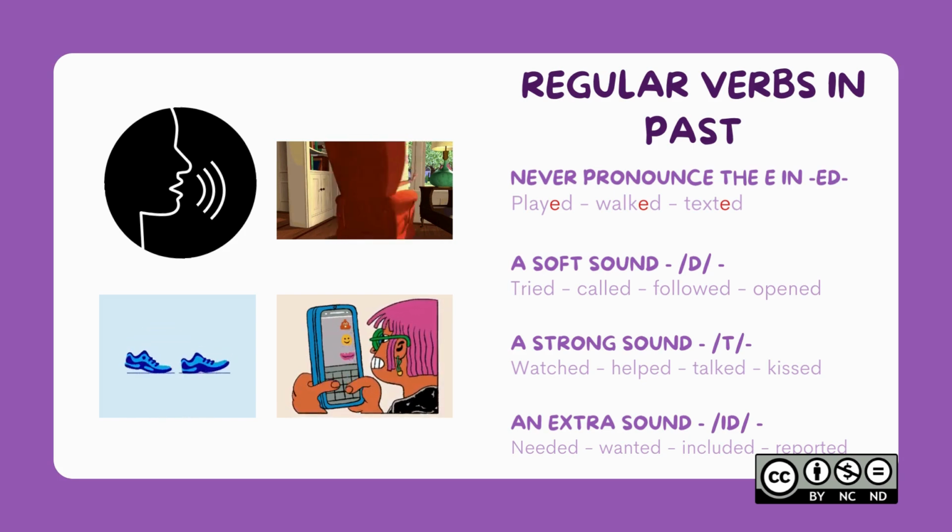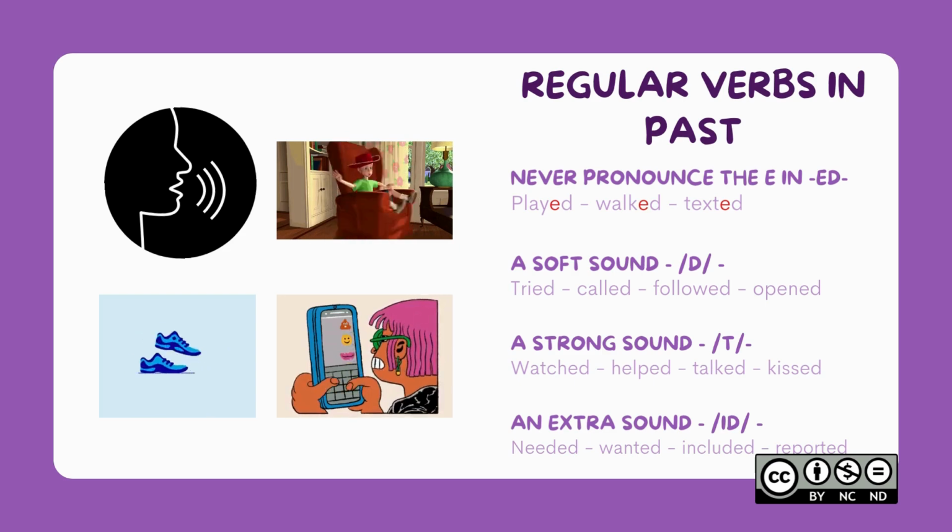Rule number one. Well, this is the most important rule. Never pronounce the E when you add ed to a regular verb in past. What does that mean? For example, if you say play and you say it in past, you never pronounce the e. You would say played. Walk, you add ed to make it in past, and you would say walked. And then you have text, you add ed, and you would say texted. So you never pronounce the e.